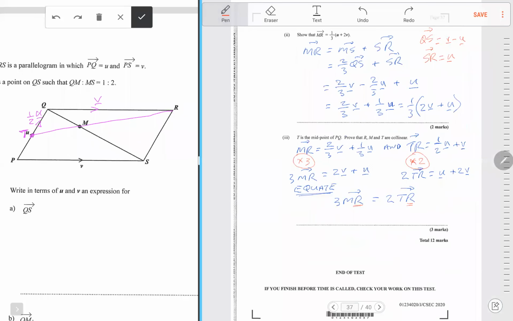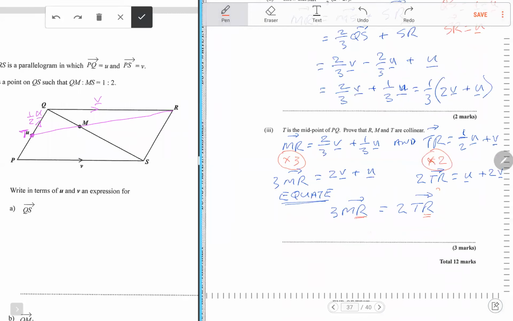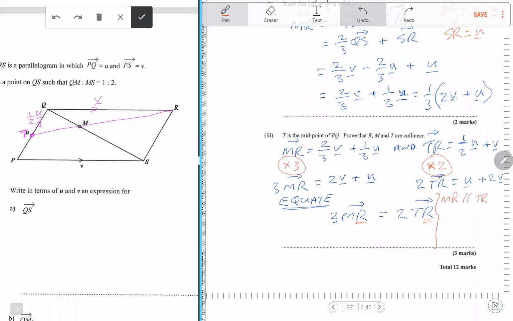What is happening here now is that you have parallel vectors. So you tell the examiner MR is parallel to TR as the first condition for collinearity. Let me erase that and write it properly. There are 2 conditions you need for collinearity. 1, you need parallel vectors, and that is MR is parallel to TR. That's the first condition for you to have collinear points.